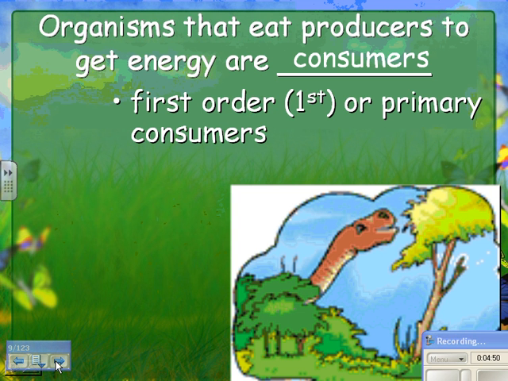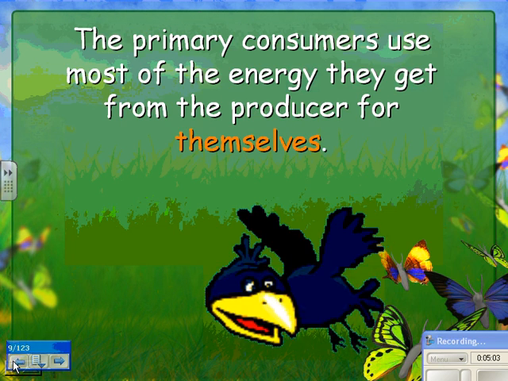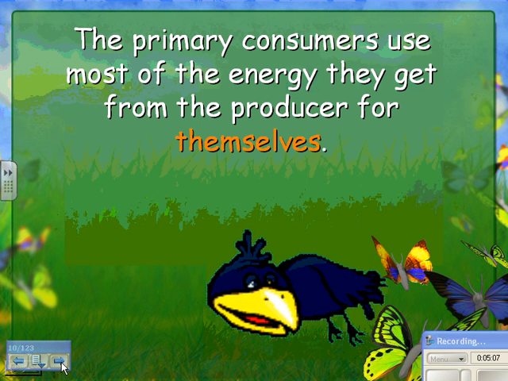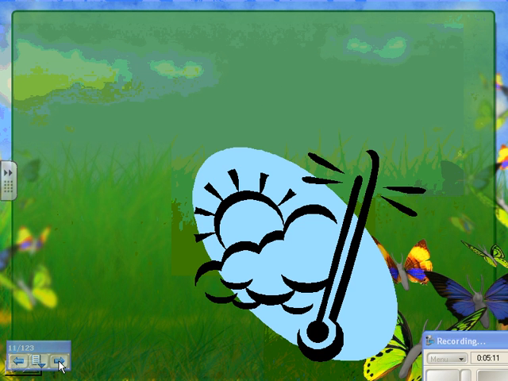So first order consumers or primary consumers are these herbivores. So herbivores are plant eaters. So the plants make their own energy, they're producers, and then the ones that eat the plants are called herbivores or primary consumers. The primary consumers use most of the energy they get from the producer for themselves.